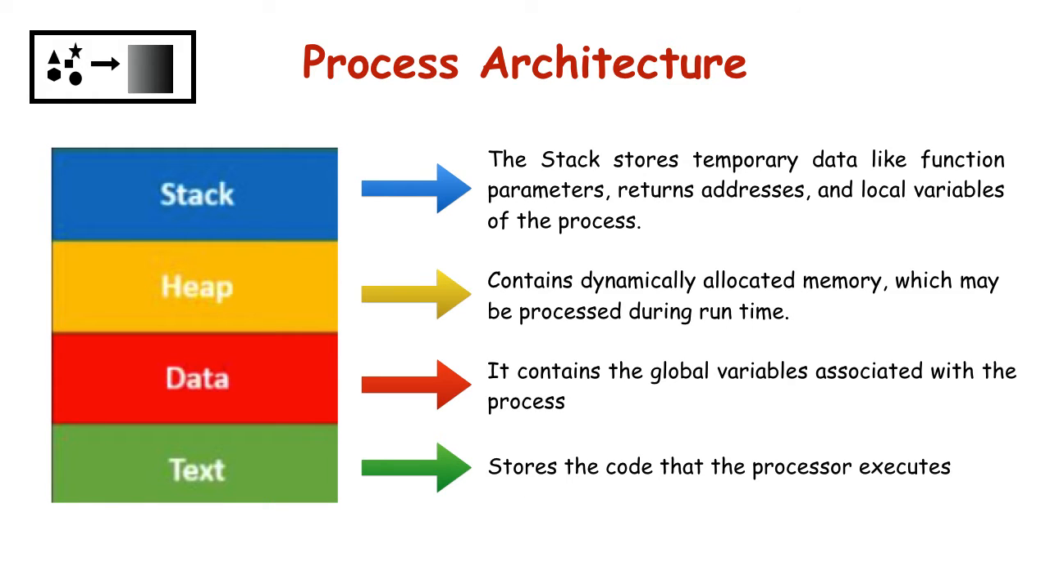So the stack stores the temporary data like the function parameters, return addresses, and local variables of the process. Heap contains dynamically allocated memory, the whole bunch of memory which would be processed during the runtime. The data contains the global variables associated with the process, and the text stores the code that the processor executes.